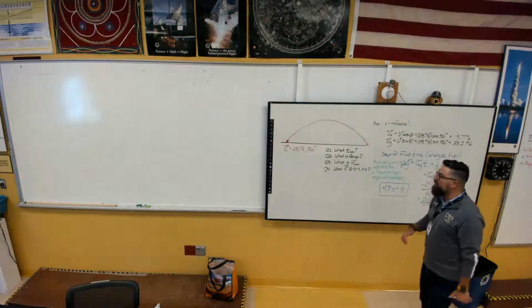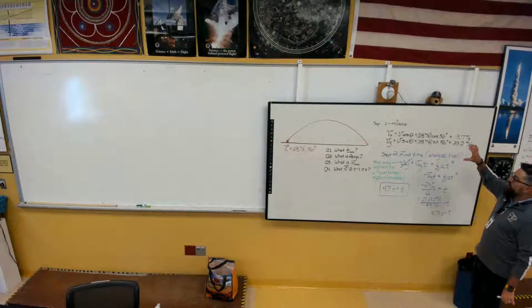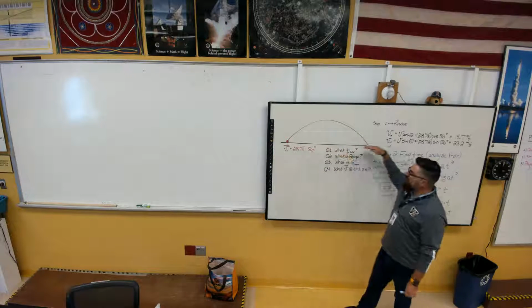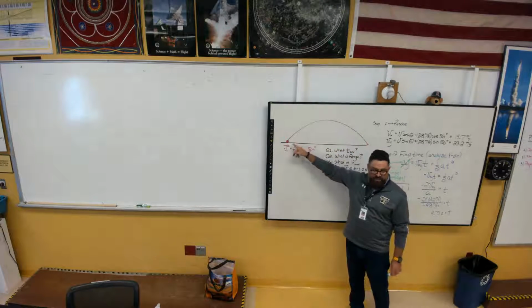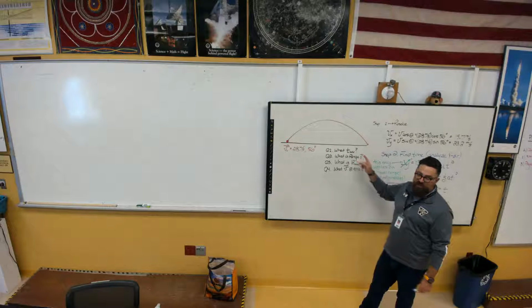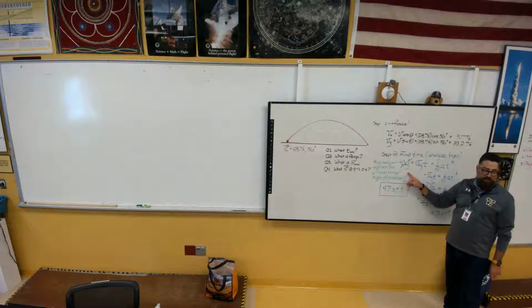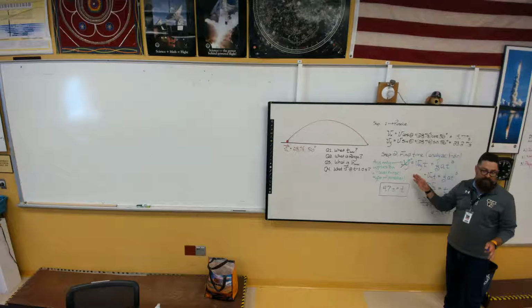I want to talk about a problem like this where you have a projectile on a long level range. This is perfectly flat, so the initial position and the final position are the same. That allows us to say that delta y is 0. That's a really important observation to make.